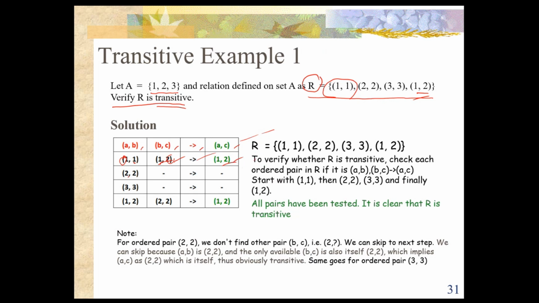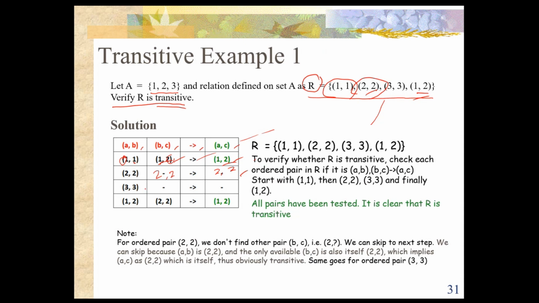Now, (2, 2). The second one, (2, 2). So (2, 2) obviously will be 2 something else, you know. But here, you see 2 something else is again itself. And obviously, it is suggesting that the AC is (2, 2) as well, right? Which again, we can find itself. So it's transitive.